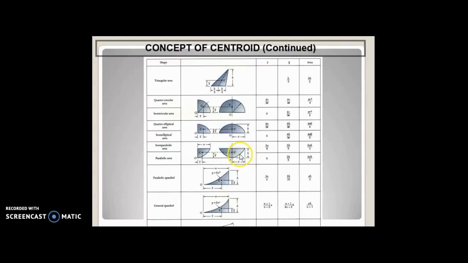There are a lot of other simple geometries like quarter circular, semicircular, quarter elliptical. All the simple geometries already have their formulas to find the location of the center of gravity, which is x bar and y bar. This is for two-dimensional cases. Please check your textbook for this.